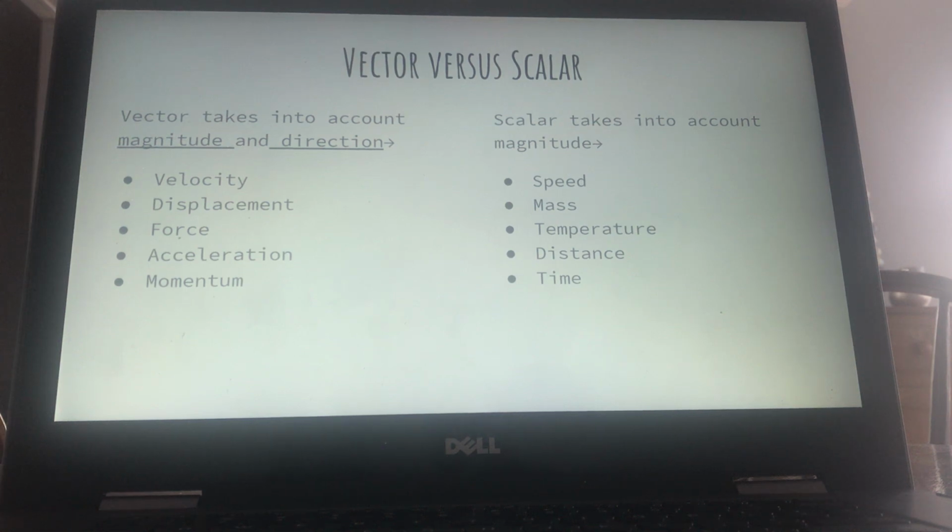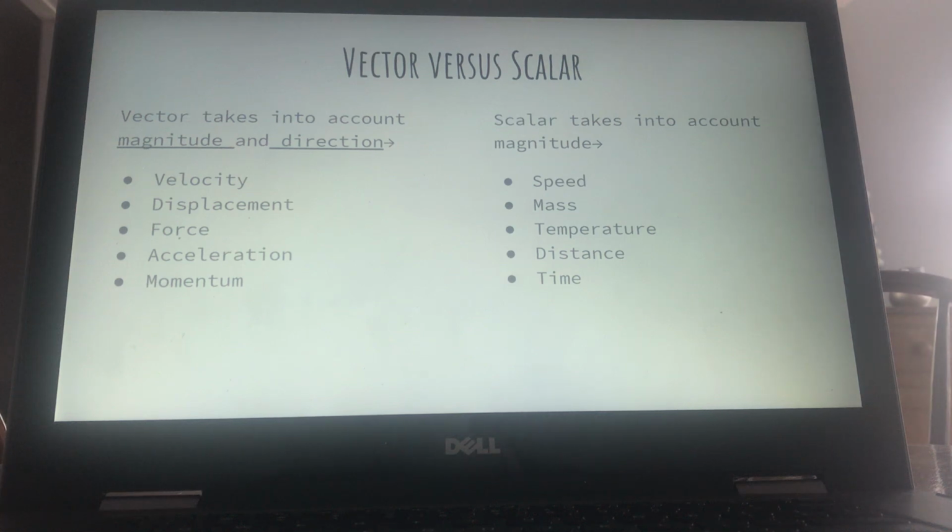Vector, it does. So a vector quantity could be velocity, displacement, force, acceleration, momentum, while scalar takes into account only magnitude, so it would be like speed, mass, temperature, distance, time.